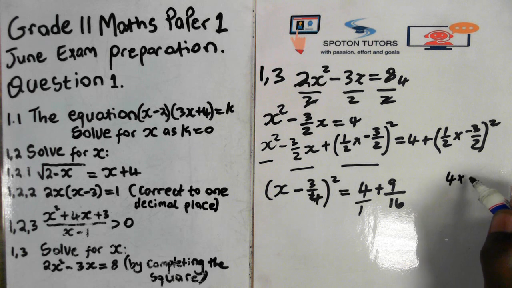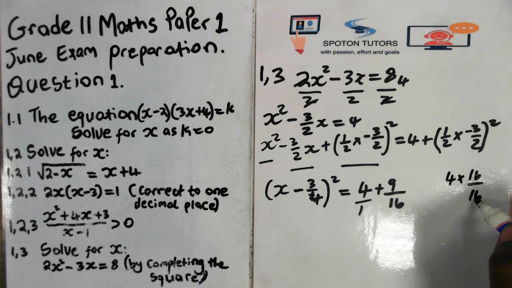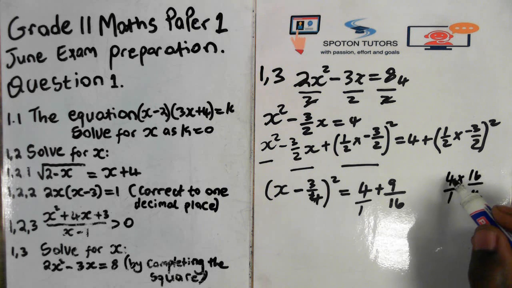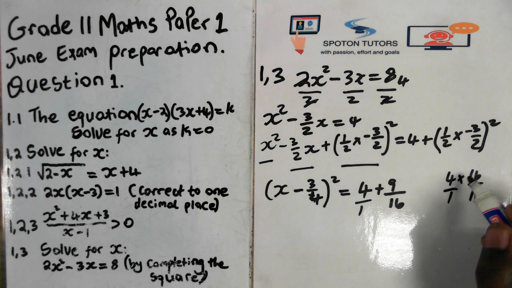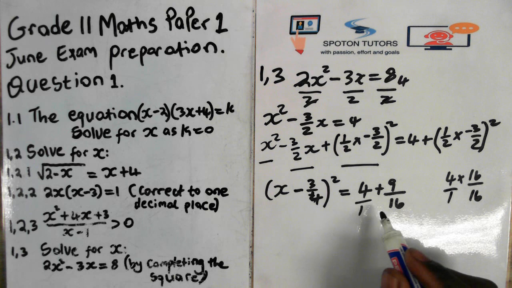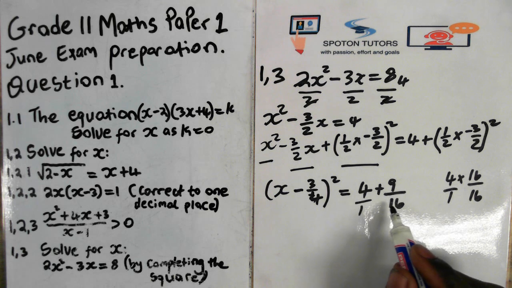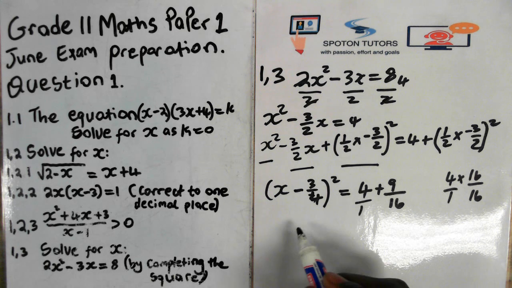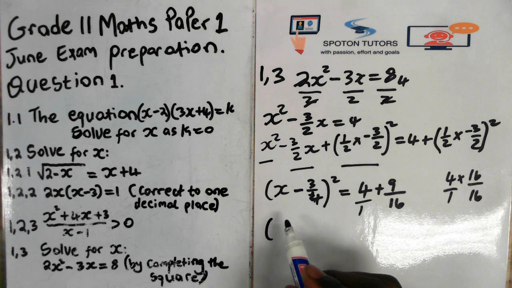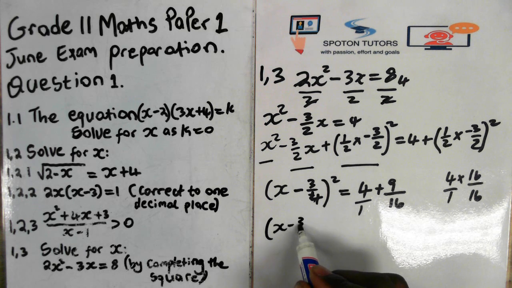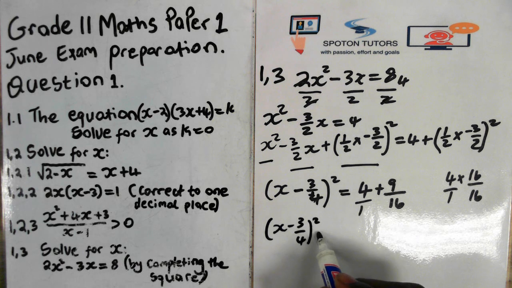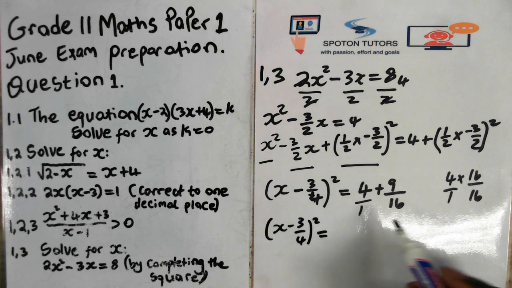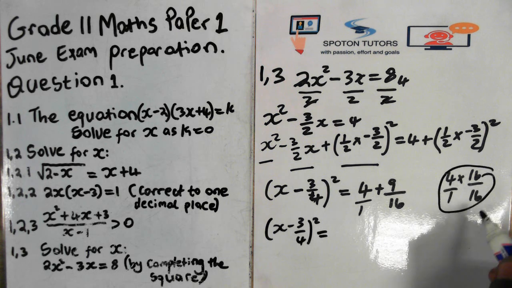So 4 times 16 over 16, right? So 4 times 16 gives you 64. This is 64, and then 1 times 16 is 16. Now your denominators are the same. Then you can add your fractions. So going on with this, you would then have x minus 3 over 4 all squared is equal to 64.